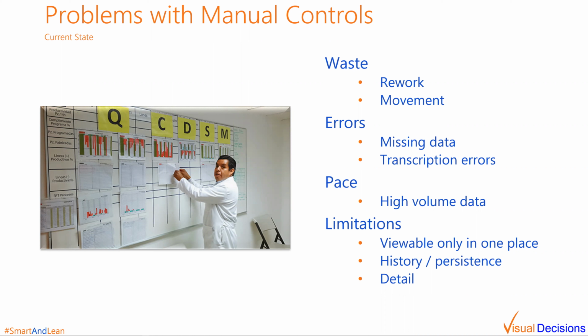A manual board is only viewable in one place. If you want to see that information, you have to go to the manual board. History or persistence: unless somebody is taking that information and copying it into Excel and then aggregating that information from different Excel worksheets, it's going to be lost when that whiteboard is erased at the end of the day. And then the level of detail is also lacking, and context of the information that's being captured is very, very weak. And so there are a number of different problems with manual controls.